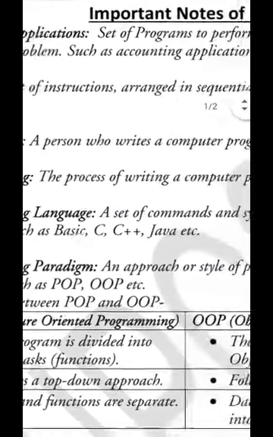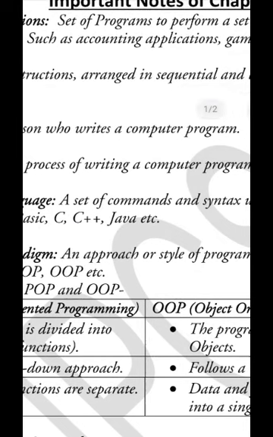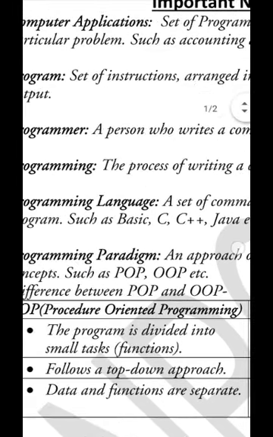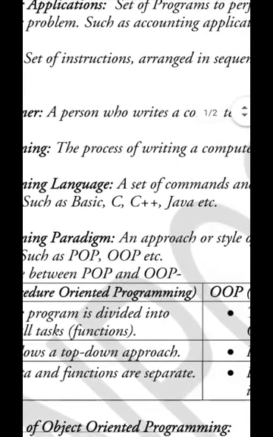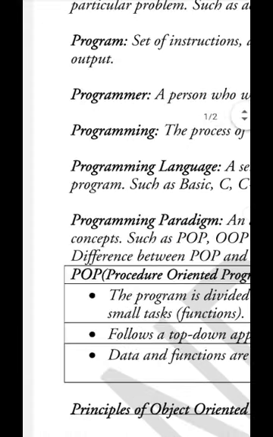Programming. The process of writing a computer program is known as programming. Programming languages. To write a program, we need a programming language that provides the syntax and other commands to write a program. For examples, Basic, C, C++, Java, etc. These are the examples of programming languages in which we write a program.